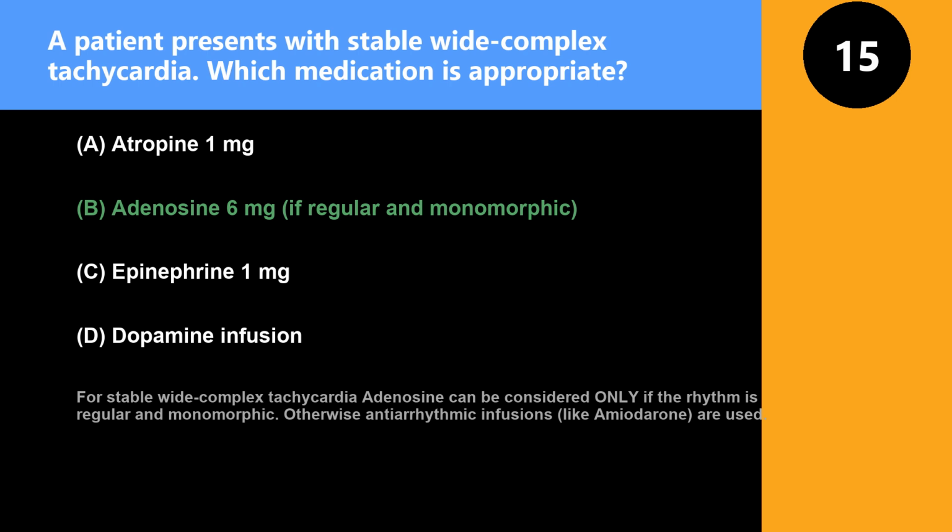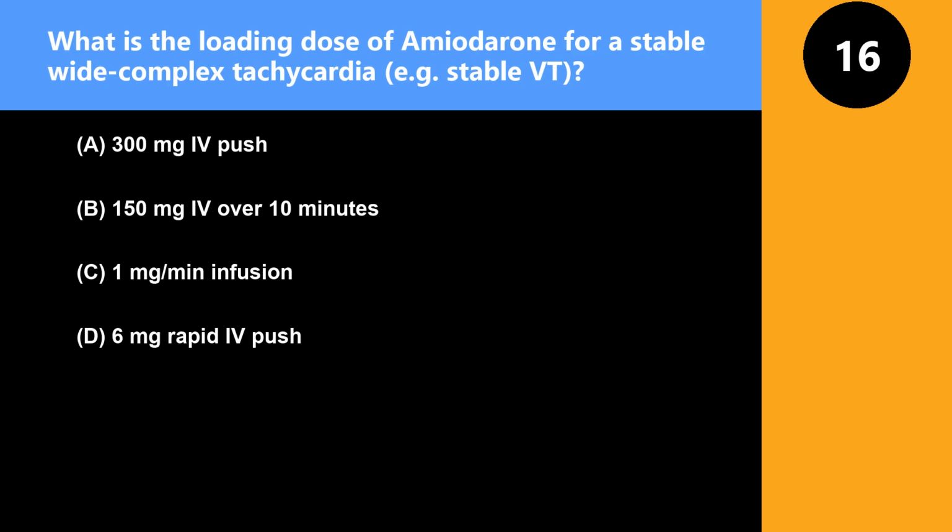For stable wide complex tachycardia, adenosine can be considered only if the rhythm is regular and monomorphic. Otherwise, antiarrhythmic infusions, like amiodarone, are used. Question 16. What is the loading dose of amiodarone for a stable wide complex tachycardia, e.g. stable VT? Option A, 300 mg IV push. Option B, 150 mg IV over 10 minutes. Option C, 1 mg per minute infusion. Option D, 6 mg rapid IV push. The correct answer is option B, 150 mg IV over 10 minutes.